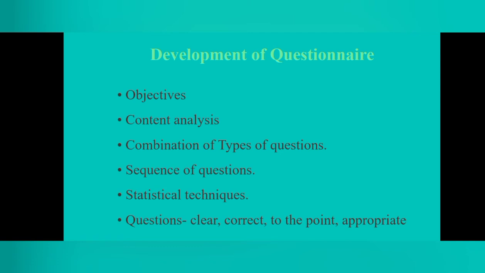Development of questionnaires. Objectives: the questions of the questionnaire should be in accordance with the objectives of your study. Content analysis, combination of types of questions. There should be a combination of different types of questions. For example, there should be rating scales, checklists, sentence completion, and multiple choice questions. So a combination is always a better option. The sequence of questions should be kept in mind.